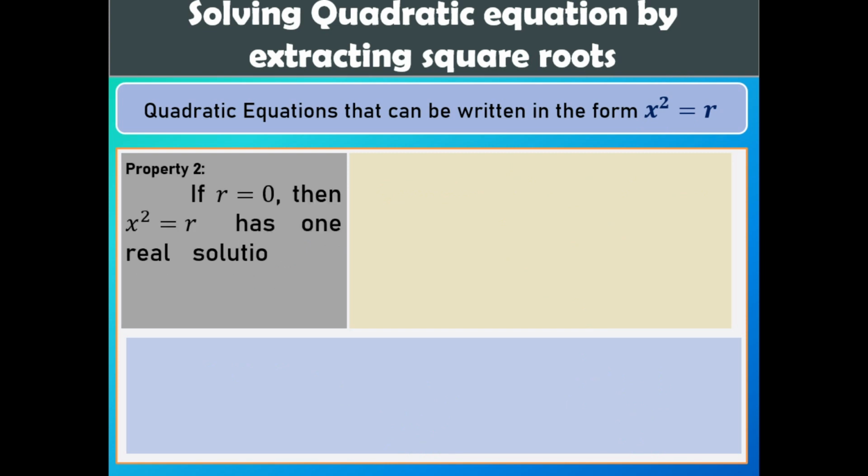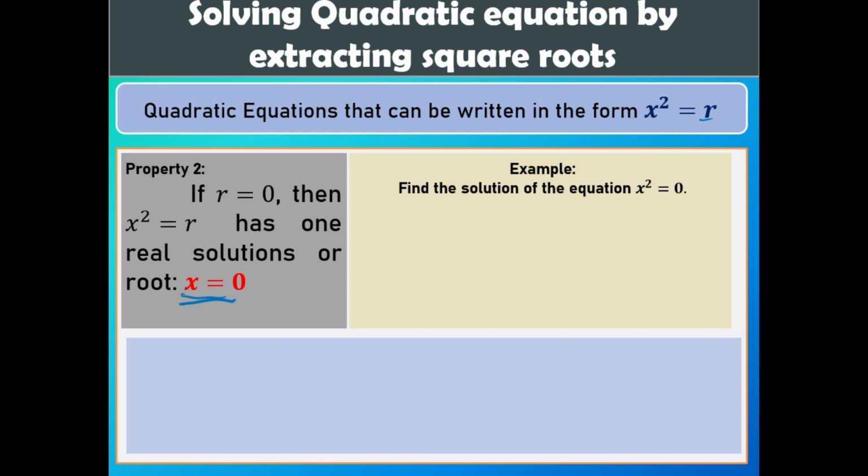So, we have here property number 2. If r is equal to 0, then x squared equals r has one real solution or root. So, isa lang yung solution natin, which is x equal to 0, pag yung r natin is 0 siya. So, let's have an example.